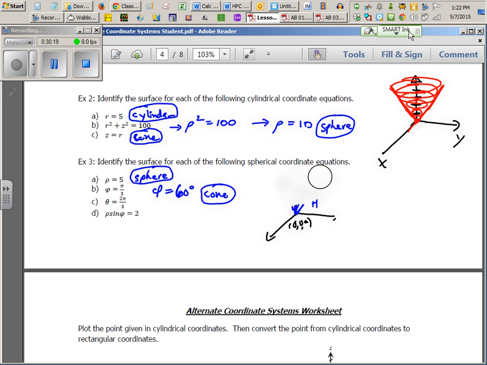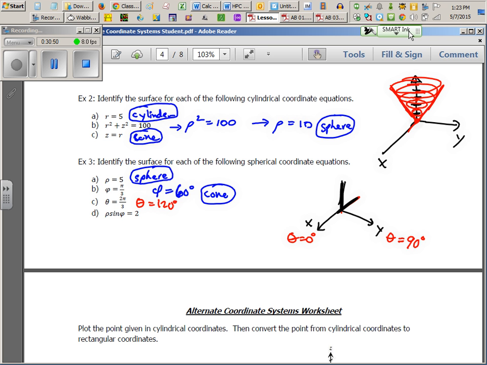The next one is totally different. This one says theta equals 2 pi over 3. Theta has a very different definition. Theta is this angle here. So this is like theta equals 120 degrees. If this is 0 degrees right here, and this is the x-axis, then this would be theta equals 90 degrees. And back here on the other side of our x-axis, this would be theta equals 180. So theta equals 120 would be kind of right in here somewhere.